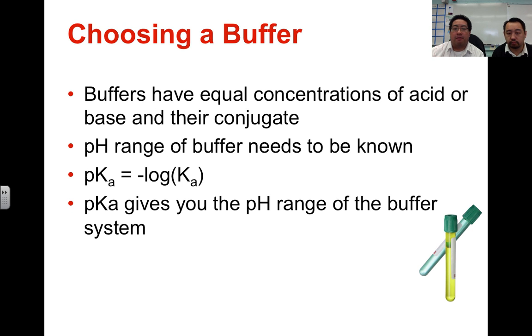In terms of choosing a buffer, if we're creating our own buffer system, the most optimal buffers are ones where there's equal amounts of acid or base and its conjugate. And what you're going to do is look up the Ka value of the compound and then take the negative log of that to find the pKa. You want your pH and pKa to match up pretty close to each other, and that would make it a pretty good buffer. That way you know the range the buffer system will work in is close to what you want for the pH.